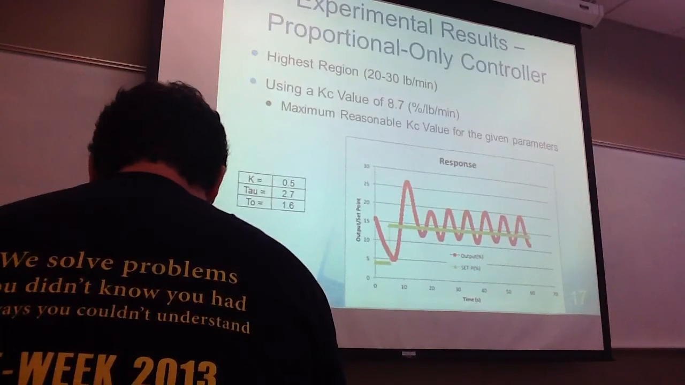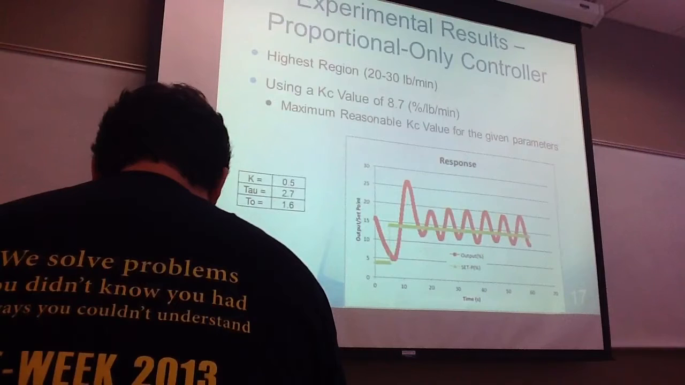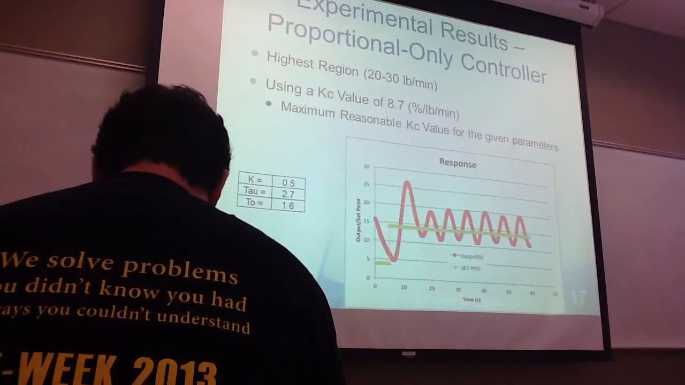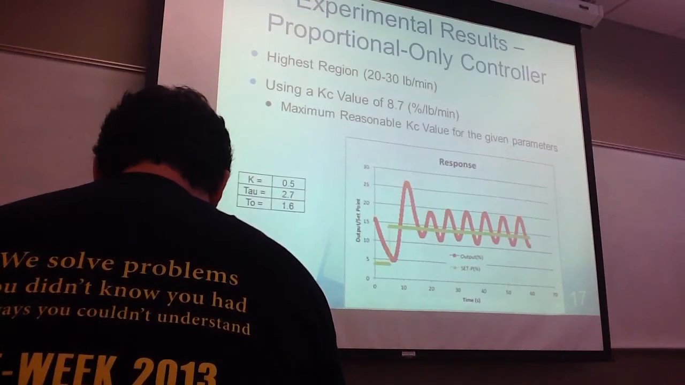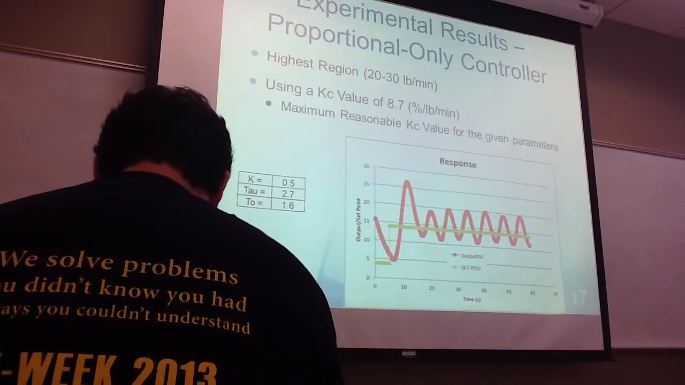And on to the highest region, 20 to 30 pounds per minute. We used a KC value of 8.7% per pound per minute, which was the maximum reasonable KC value, using the same parameters that we used in the model. We found this to be underdamped with a decay ratio of just under 1. It does not settle as far as our data tells, and it is oscillatory.